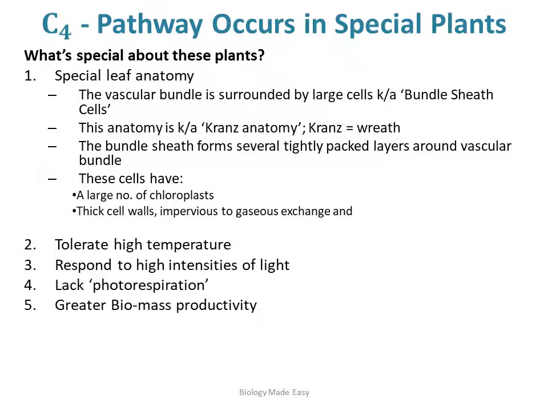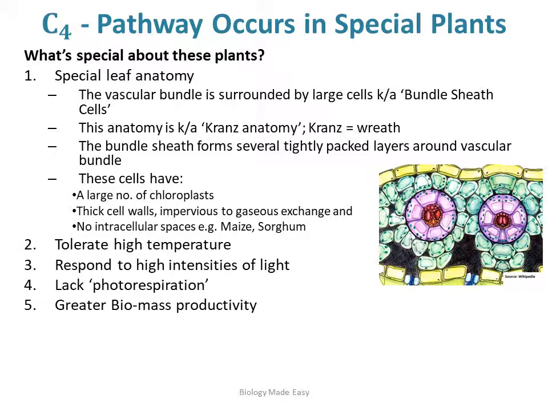They have thick cell walls, so the water does not leave the bundles. The vascular bundles do not lose water. They are impervious to gaseous exchange, and there are no intercellular spaces. Examples of such plants are maize, sorghum. You can see a picture of cross section of such a leaf.